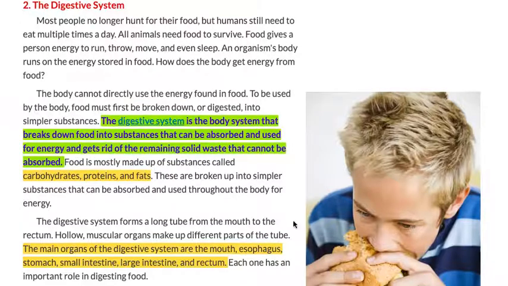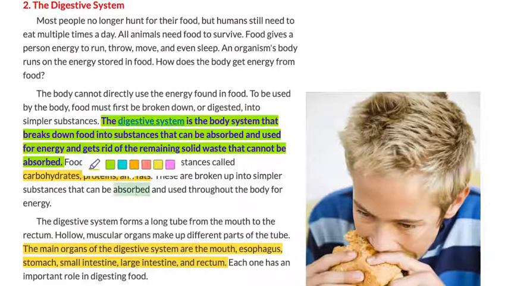The food that we usually eat contains carbohydrates, proteins, and fats. And when we ingest this food, it's broken up into simpler substances that can be absorbed and used throughout the body, right?